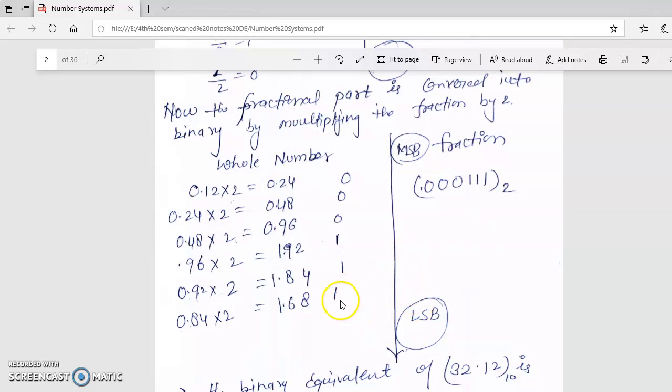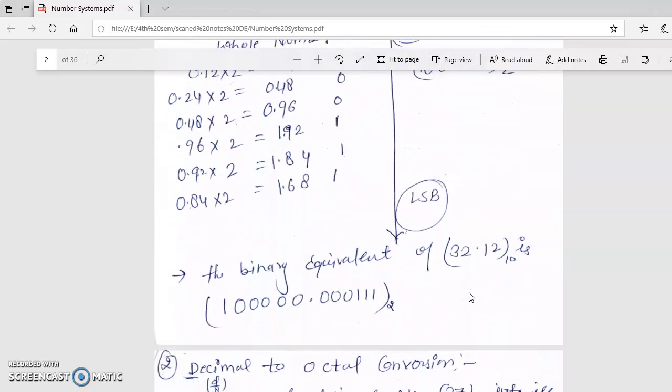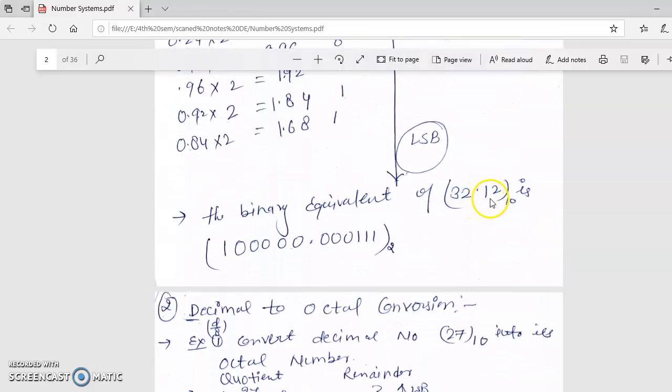So write here for the LSB, that is 1 1 1. When we write the data, start from the MSB and end at the LSB. So the MSB is 0 because it is the fraction part, so we start from the decimal point and write 0 0 0 and then 1 1 1. This is the binary equivalent of 0.12. It means the whole answer for 32.12 with base of 10, that is the decimal number that we want to convert into binary, is the whole number and that is the fraction part.